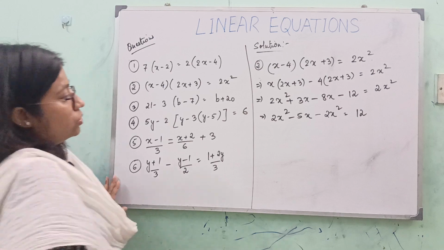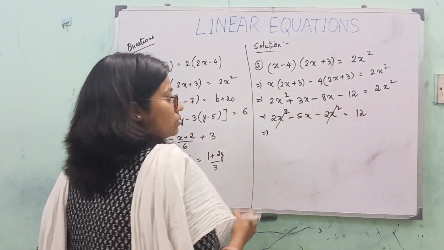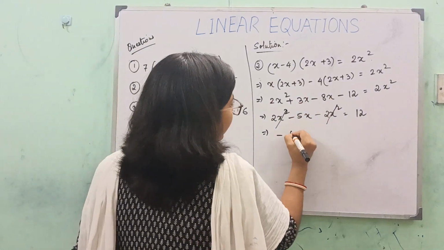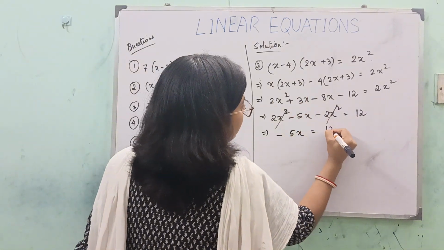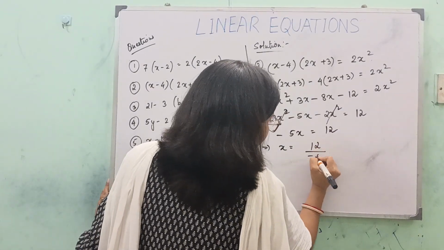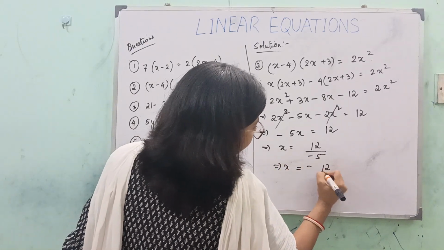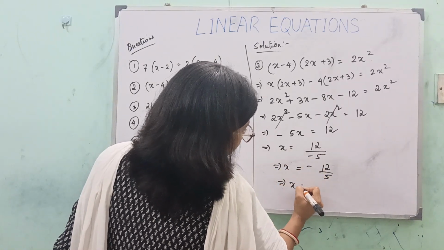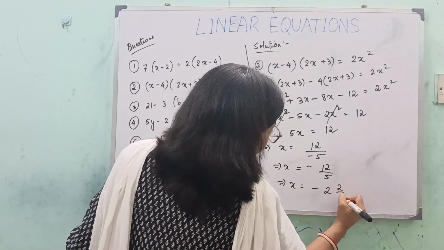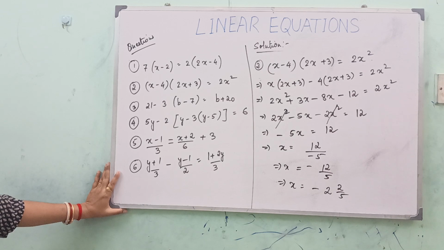Alright. So 2x square and minus 2x square becomes 0. So this part is gone. So we have minus 5x left here and here 12. So x will be equal to 12 by minus 5. That is x is equal to minus 12 by 5. So the value of x is minus 12 by 5.